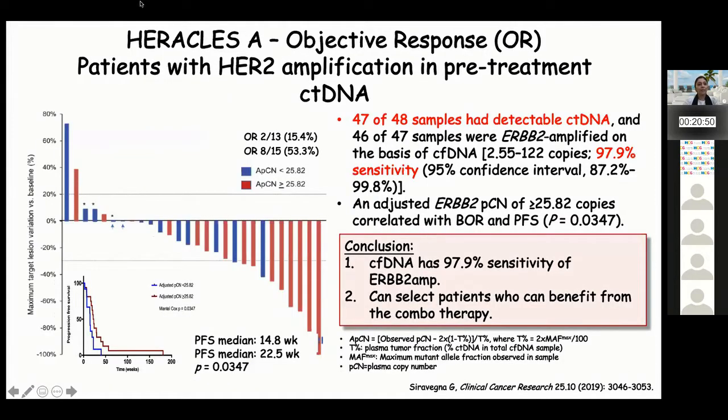Now, this comes from the HERACLES-A study, which looked at using pertuzumab and trastuzumab in those HER2 amplified patients. And here, just as a snapshot view, looking at tissue versus plasma-based HER2 amplification detection. You can see when you are trying to determine HER2 amplification using cell-free DNA, you have a 97.9% sensitivity in terms of detecting HER2 amplification in this population. And this can be used to select patients who can in fact benefit from the combo therapy, where we know we have a very high response rate in these patients, nearing almost 53%.